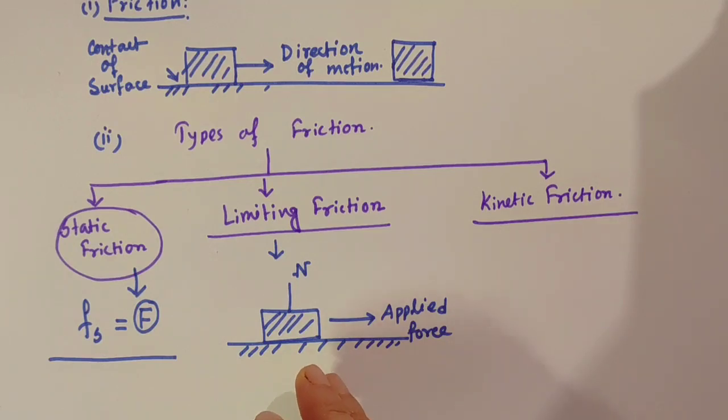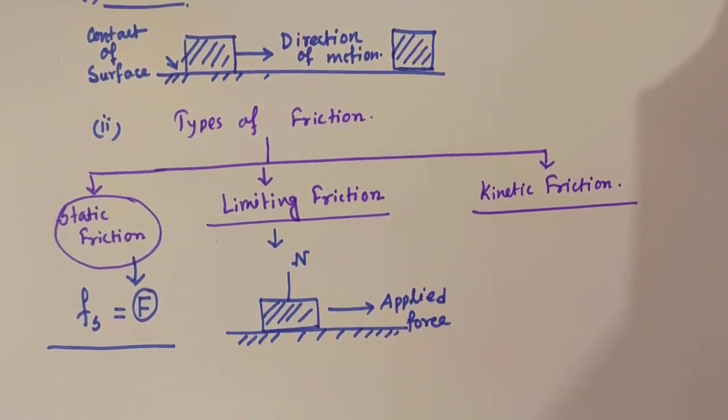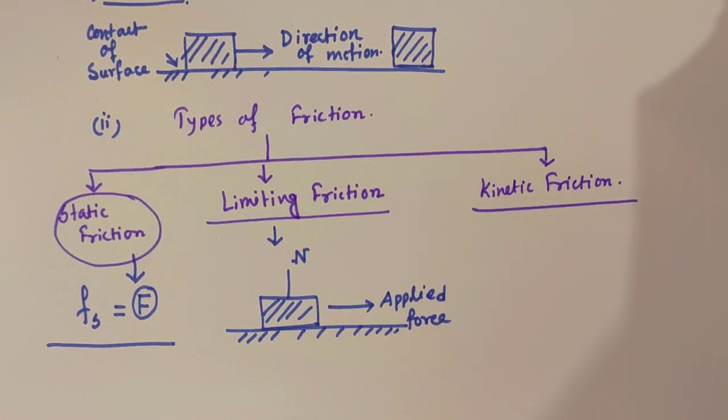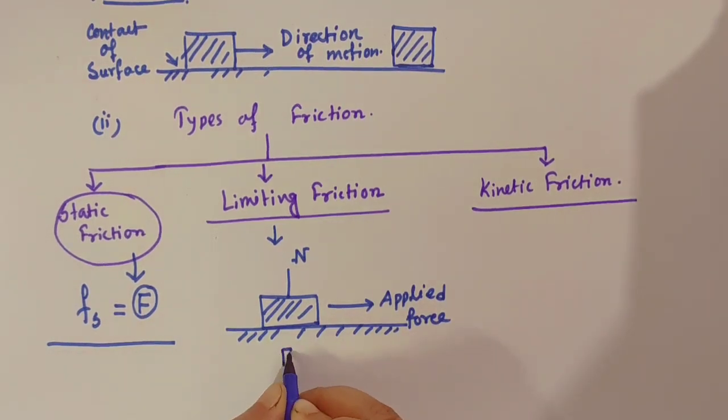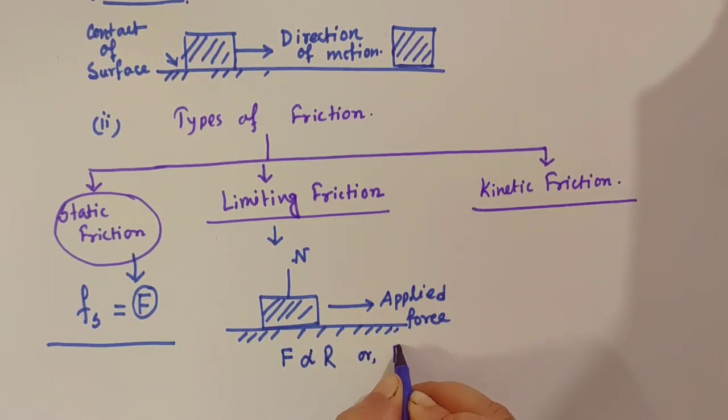Thus, static friction is a self-adjusting force with an upper limiting value called limiting friction. So the magnitude of limiting friction between any two bodies in contact is directly proportional to the normal reaction between them. So we can write F, that means the applied force, is proportional to R, or Fs is equal to mu s R.